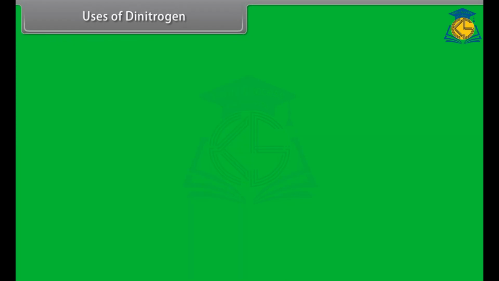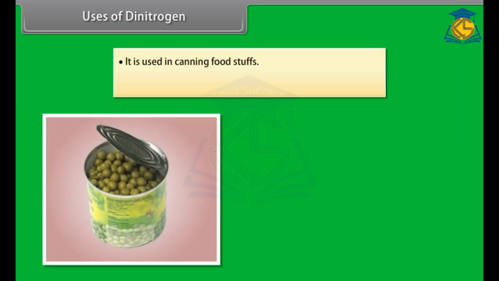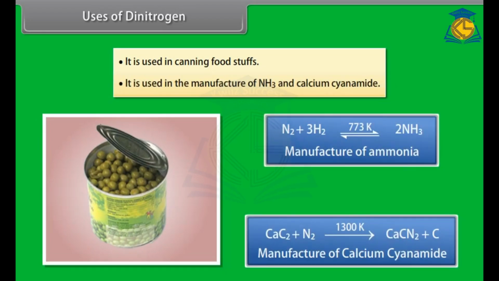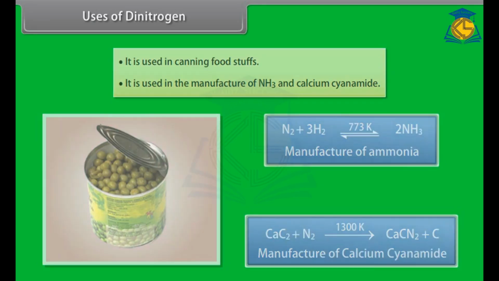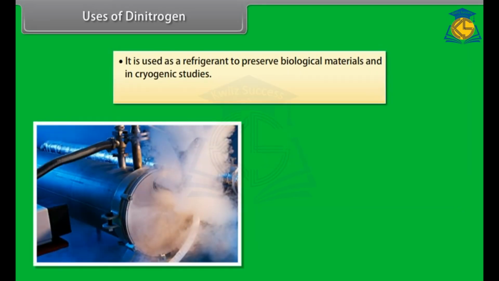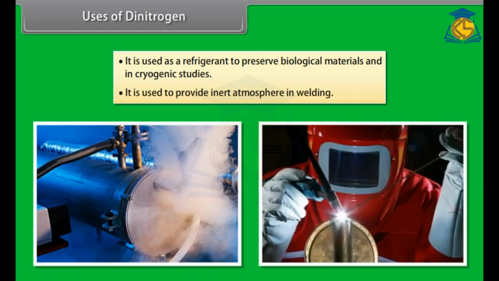Uses of dinitrogen. The important uses of dinitrogen are the following. It is used in canning foodstuffs. It is used in manufacture of NH3 and calcium cyanamide. It is used as a refrigerant to preserve biological materials and in cryogenic studies. It is used to provide inert atmosphere in welding.